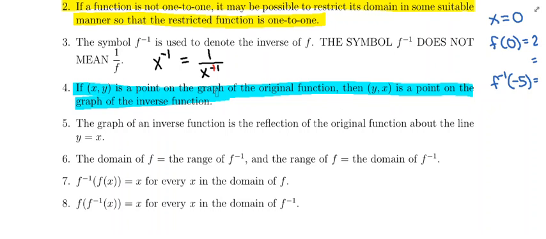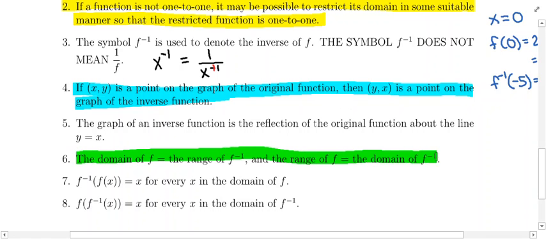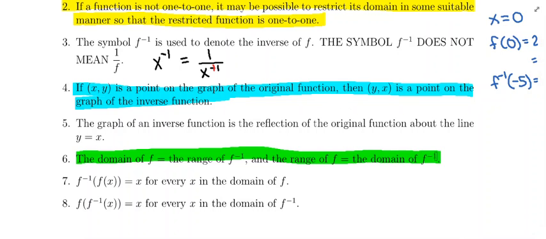All right, number 6. The domain of the original function f is equal to the range of f inverse, and the range of f is equal to the domain of f inverse. Okay, another important thing, and this is tied to switching the x and y. So if you switch the x and y, remember x is domain, y is range. So if you switch x and y to get the inverse, that's going to flip the domain and range. One more time, the domain of f is equal to the range of f inverse, and the range of f is the same as the domain of f inverse.